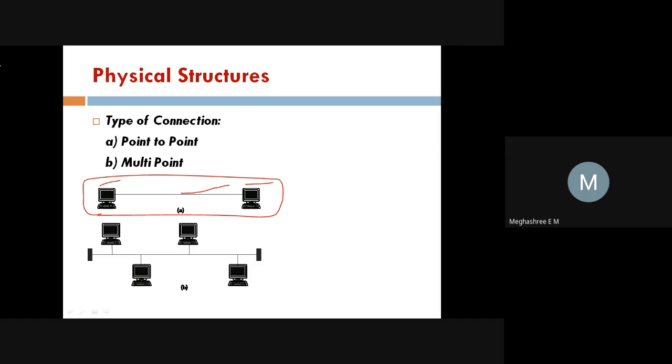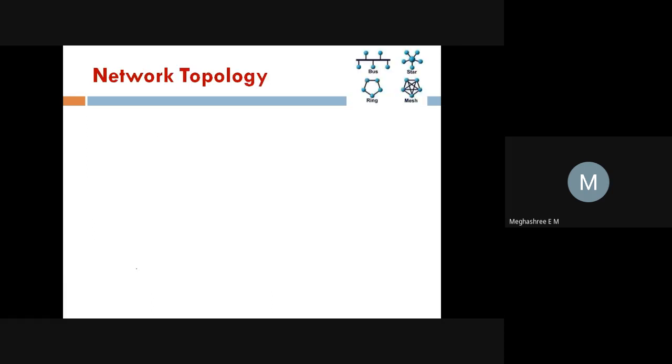Okay, and the next one is multi-point. Multi-point connection is also called multi-drop connection, where you can see in this diagram, two or more specific devices are connected to a single link. That means this single link is shared between the multiple devices. These are the two ways using which you can connect the devices.